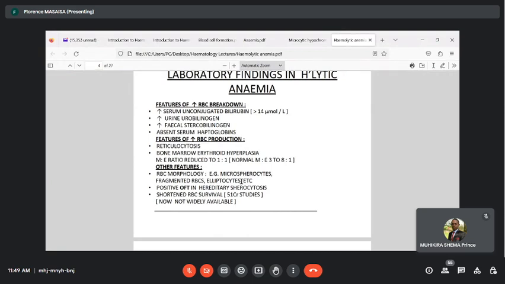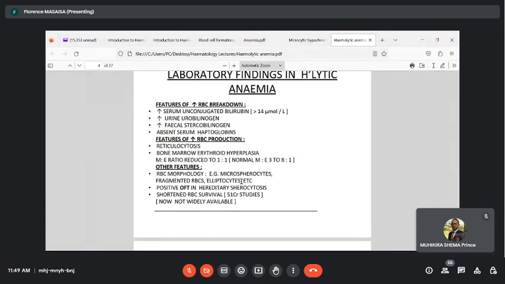The normal ratio between myeloid to erythroid is 3:1, but when there is erythroid hyperplasia, you may go to 1:1 or even 1:3. So that to me means that there will be an increase of erythroid cells.